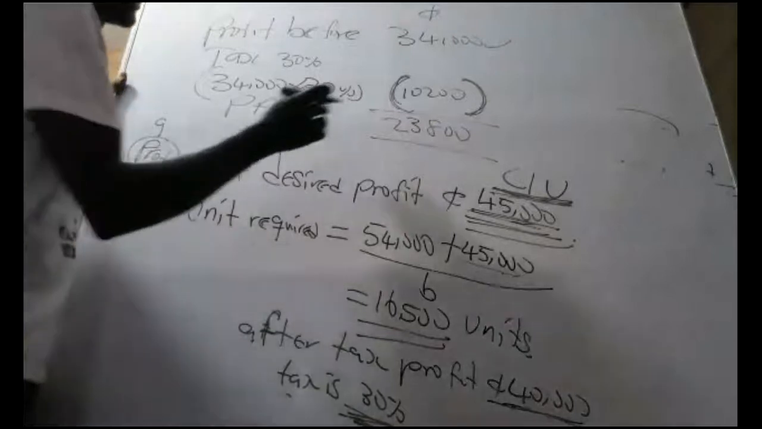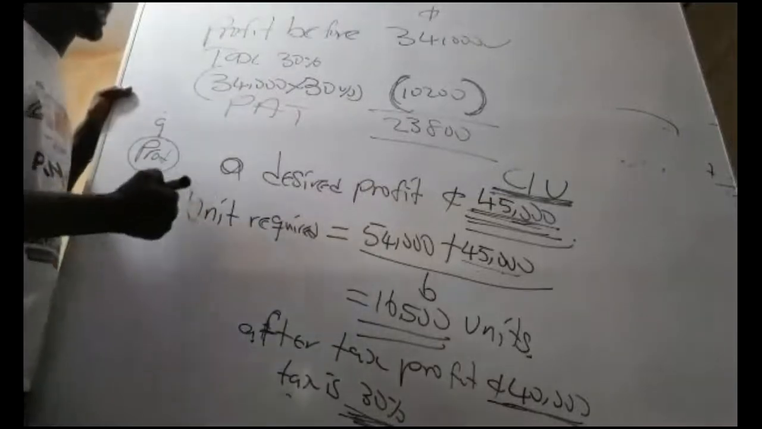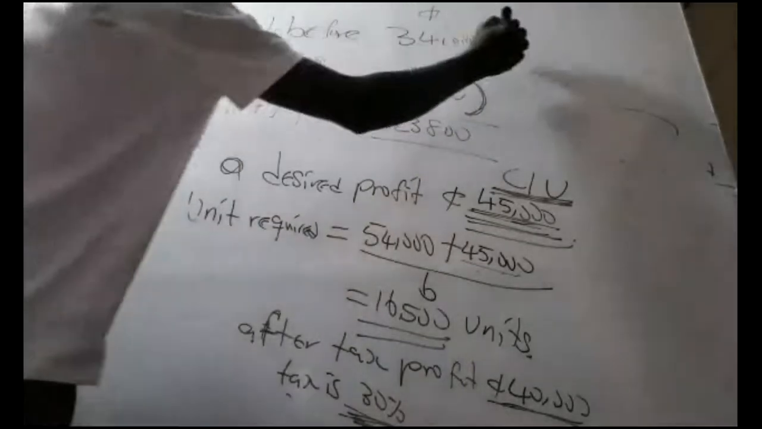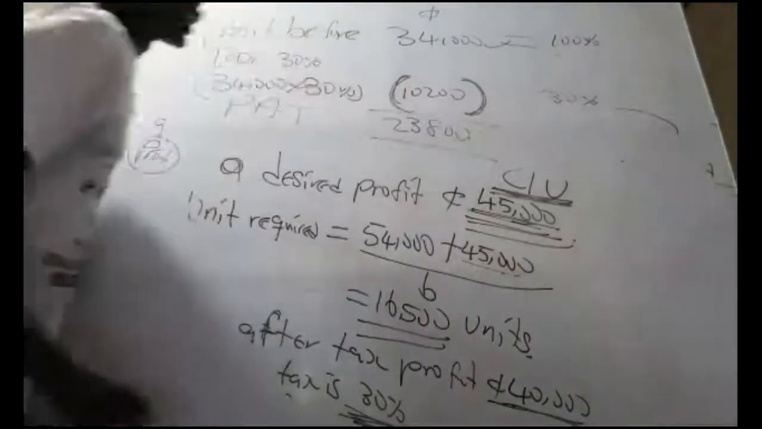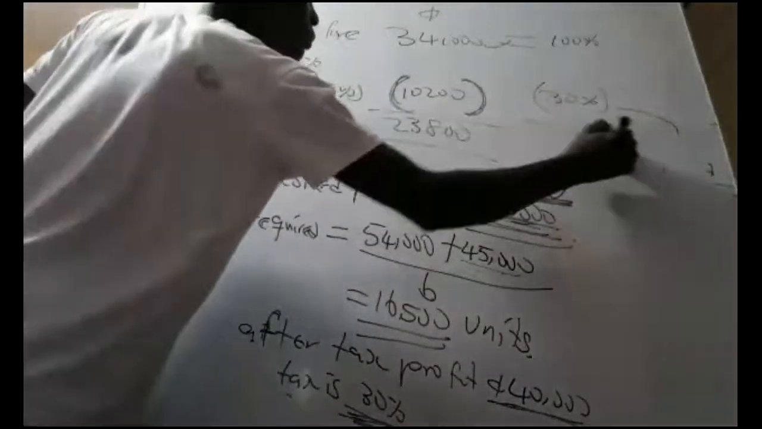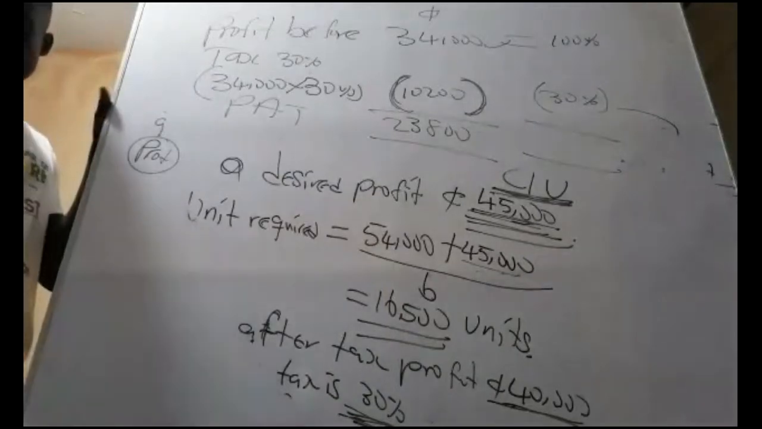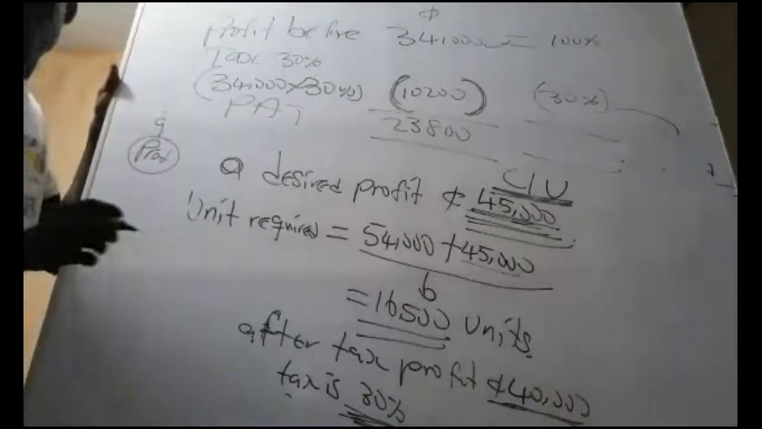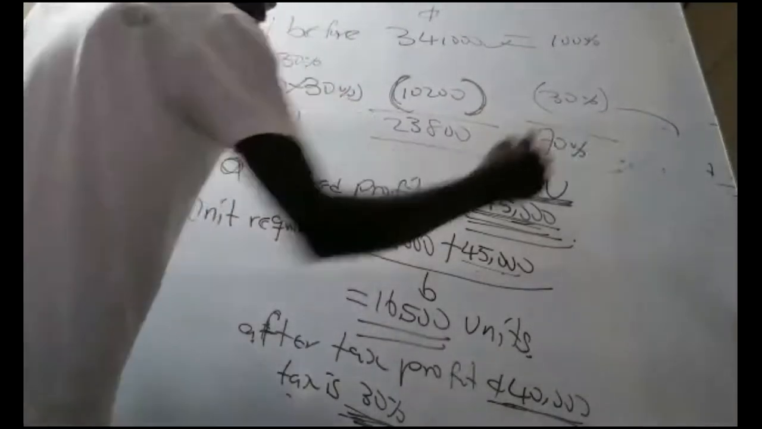Now, this profit after tax is representing 70%. The profit before tax is 100%. So this one is equivalent to 100%, and then the tax is equivalent to 30%. So therefore, the profit after tax will be what? Who can tell me the percentage of profit after tax? So the percentage of profit after tax is 70%, right? Perfect. So 70%, that's the profit after tax.